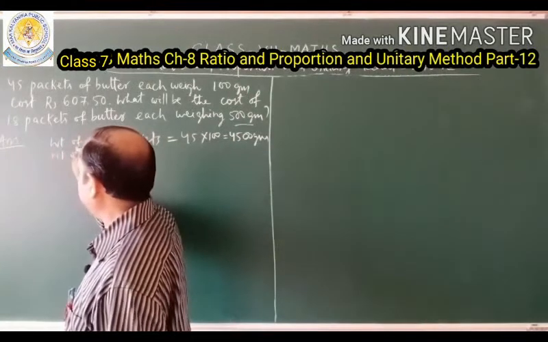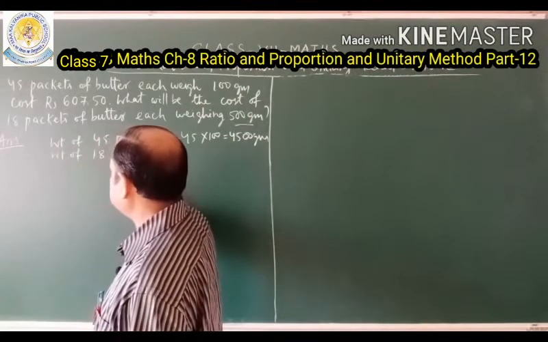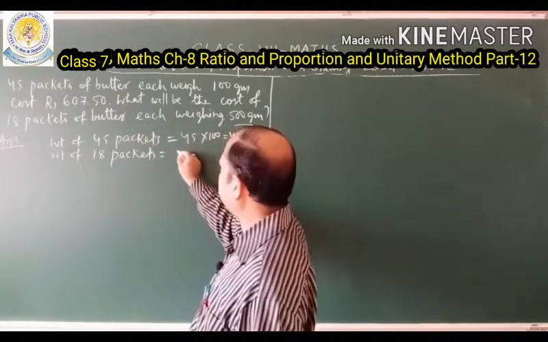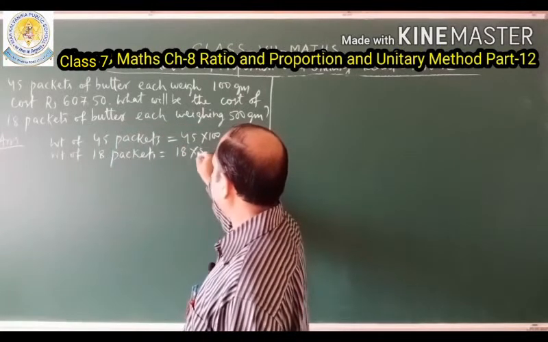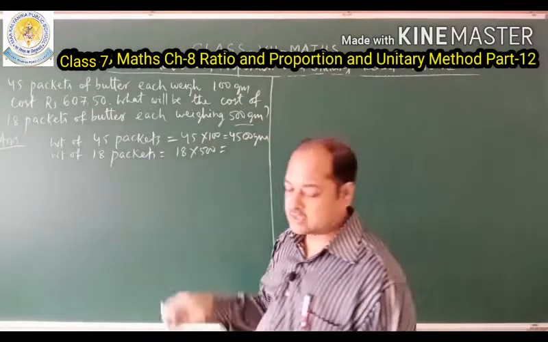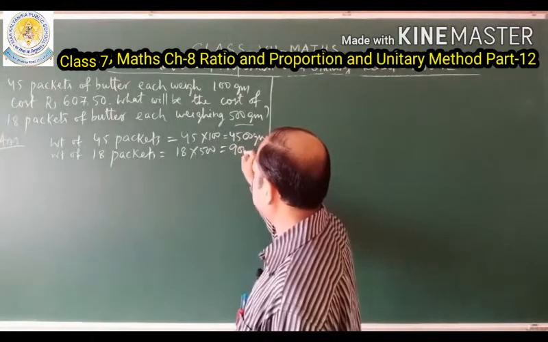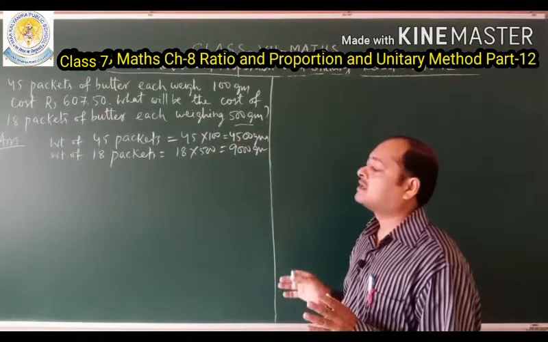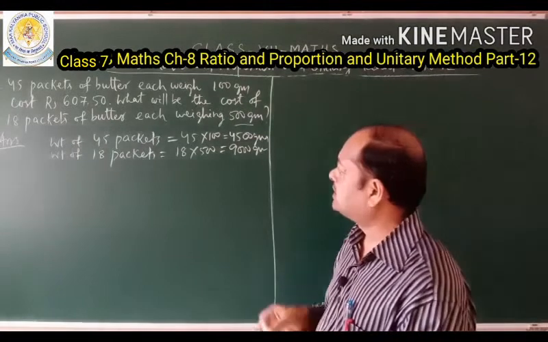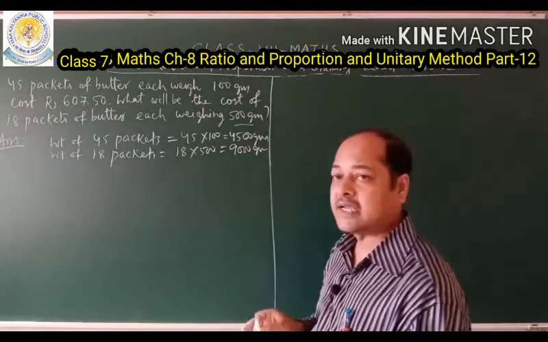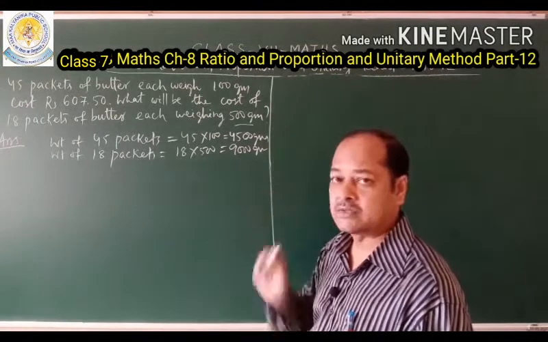Weight of 18 packets equal to how much? Just multiply 18 into 500. So 18 into 500 how much? That is 9,000 gram. So we have already got the weight of 45 packets is 4,500 gram and the weight of 18 packets equal to 9,000 gram. That is given in the question.